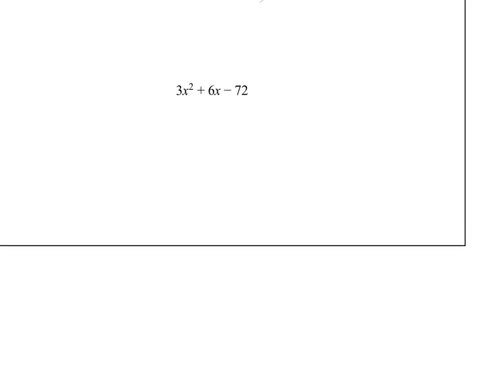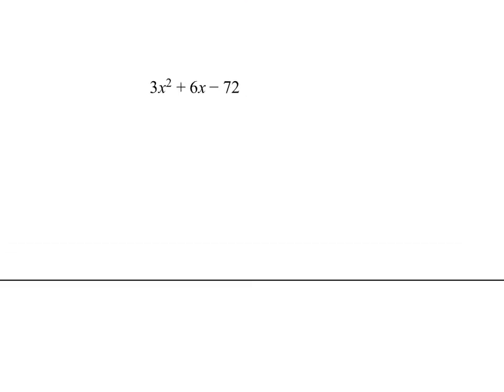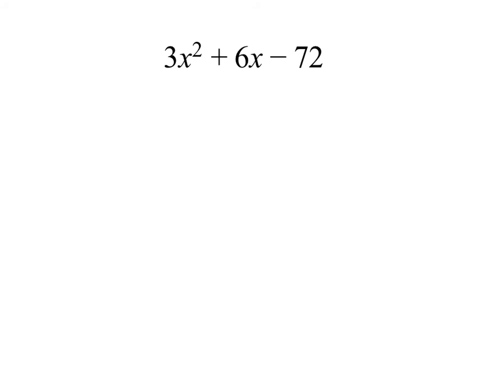All right. Here we go. 3x squared plus 6x minus 72. Well, I'm noticing this one's already different in the fact that there's a number attached to the x squared term, which is something that we haven't really seen yet with the previous problems.